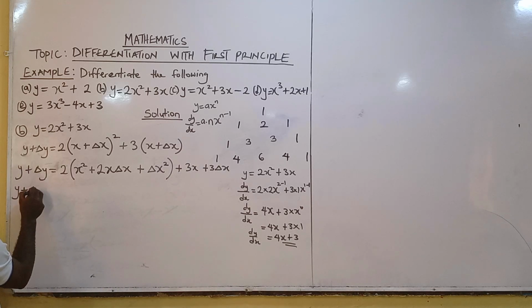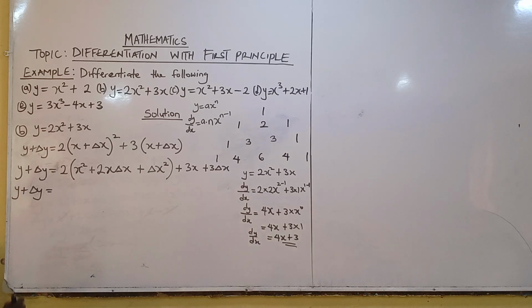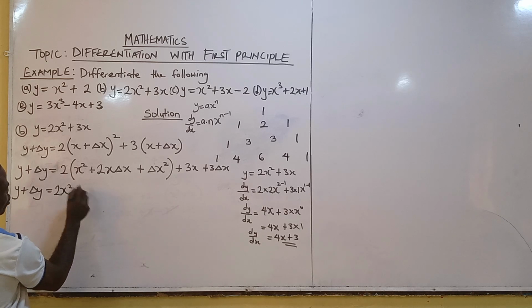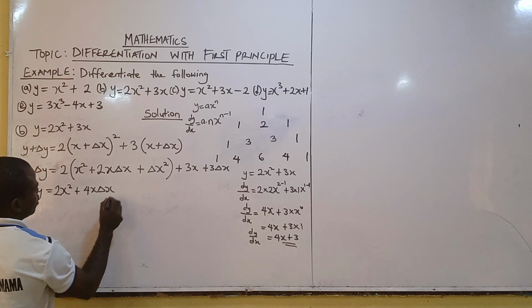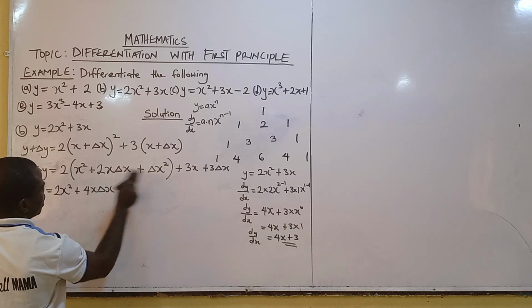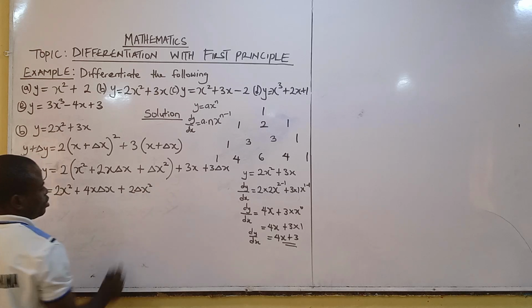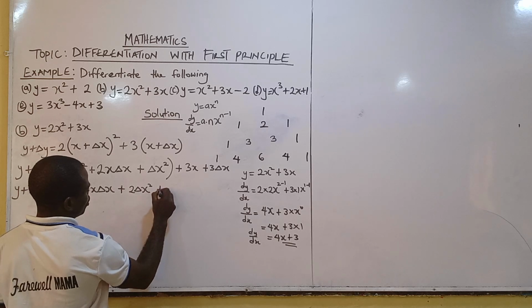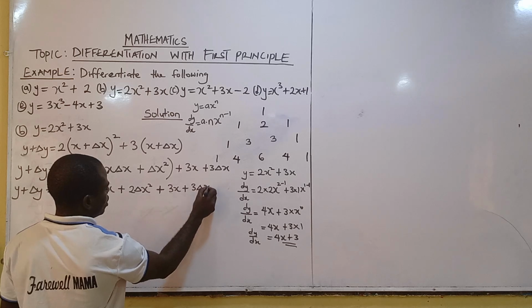Now y plus dy equals, let's open it. Now 2 times x squared, that's 2x squared, plus 2 times 2, 4x dx, plus 2 times dx squared, that's 2 dx squared. Don't rush, just put gently. But plus 3x plus 3 dx.